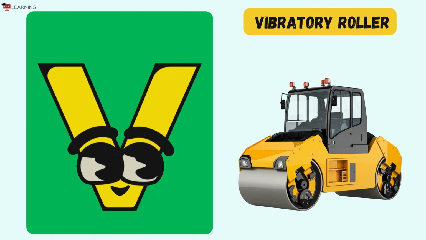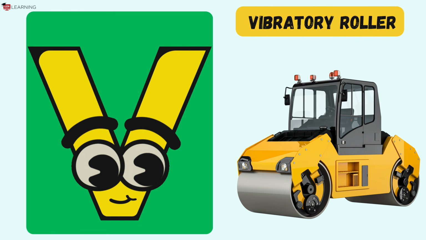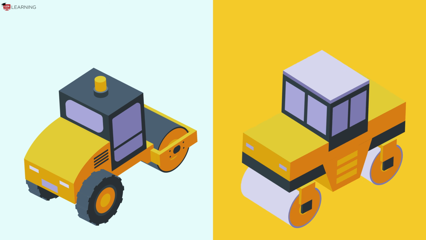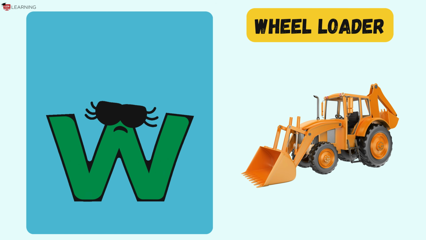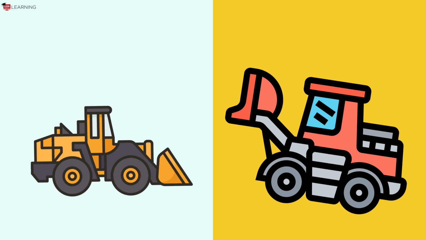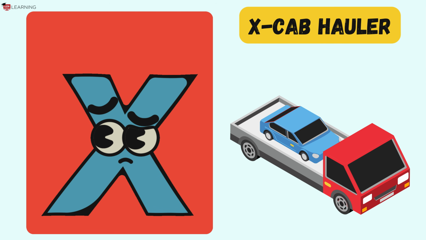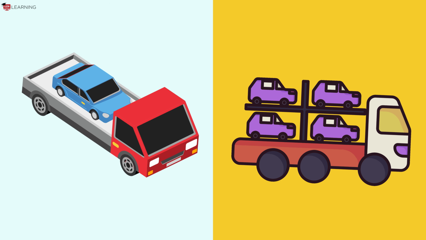V is for vibratory roller, vibratory roller. It can compact soil to make it strong. W is for wheel loader, wheel loader. It loads dirt and materials onto trucks. X is for X-cab hauler, X-cab hauler. It's built for comfort on long hauls.